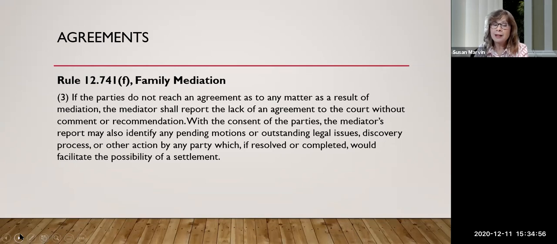With the however, in family law, and I believe in civil cases too, with the consent of the parties, the mediator's report may identify any pending motion or outstanding legal issues, discovery process, or other action by any party, which if resolved or completed would facilitate the possibility of a settlement. So notice that phrase, with consent of the parties. It's not up to the mediator to put confidential information in the report. You have to have the party's consent. And we're going to talk about that in some MEAC opinions.